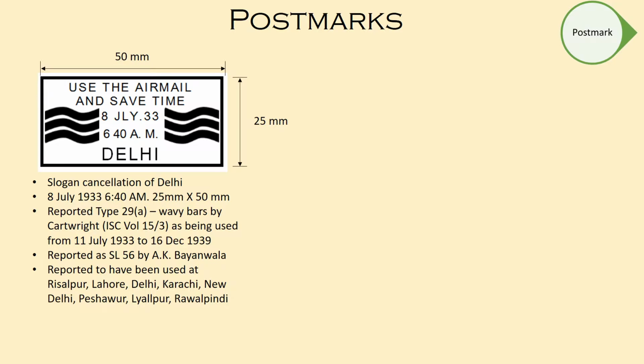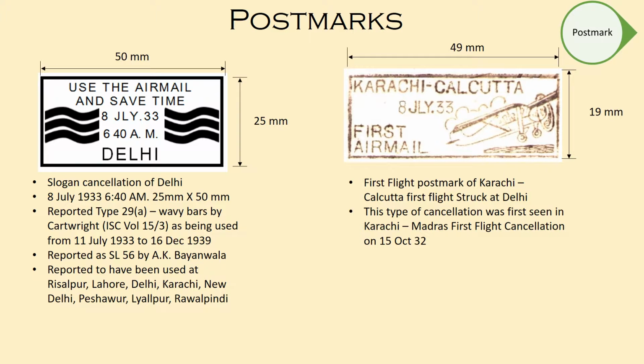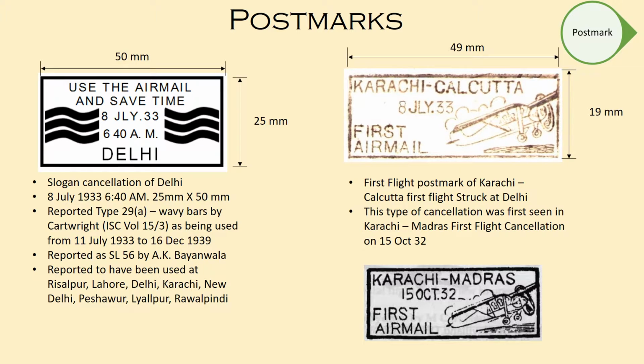The second square cancellation, also struck at Delhi, is a first flight postmark, made specially for the inaugural run of Karachi to Calcutta Airmail. The design of this postmark was inspired by the first airmail postmark of the Karachi Madras flight, which started in October 1932.